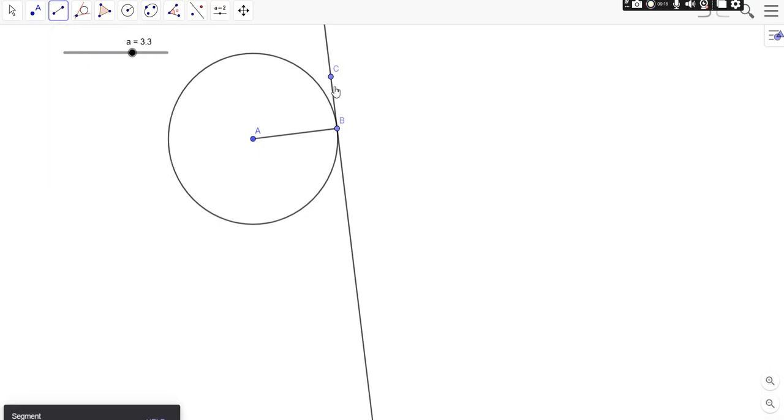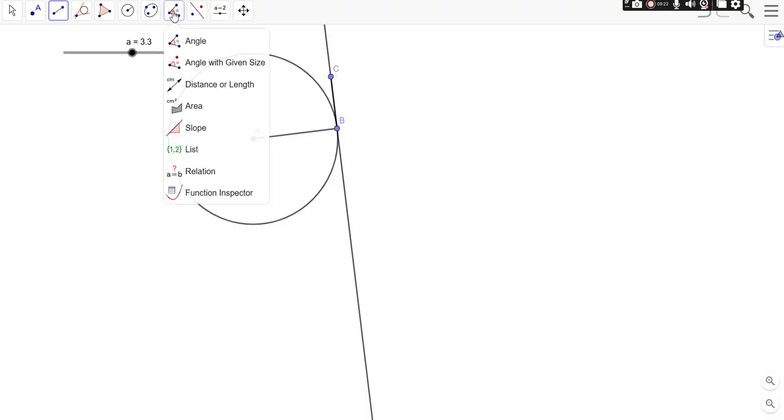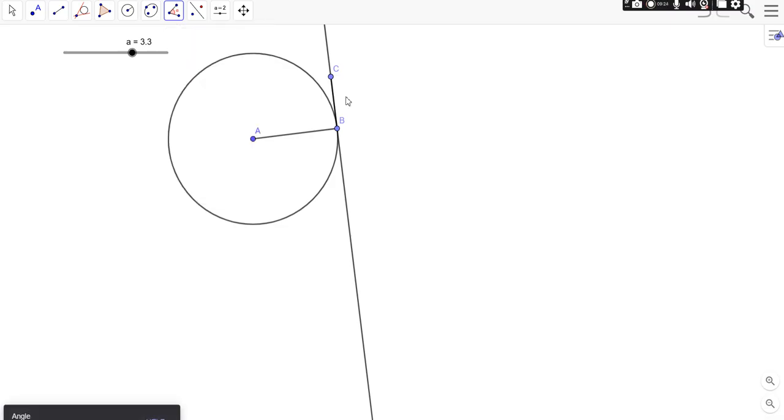and join it with B. So dear students, now measure this angle CBA. Measure this angle CBA. Yes, what do you observe? Can you see that? What is the value? Yes, the angle is equal to 90 degrees.